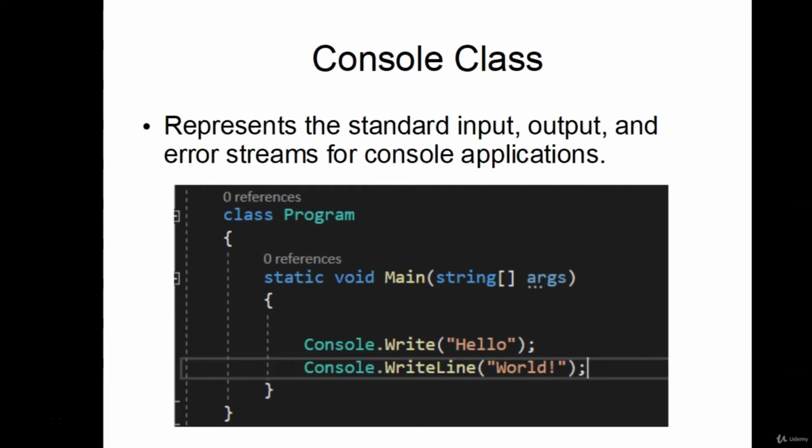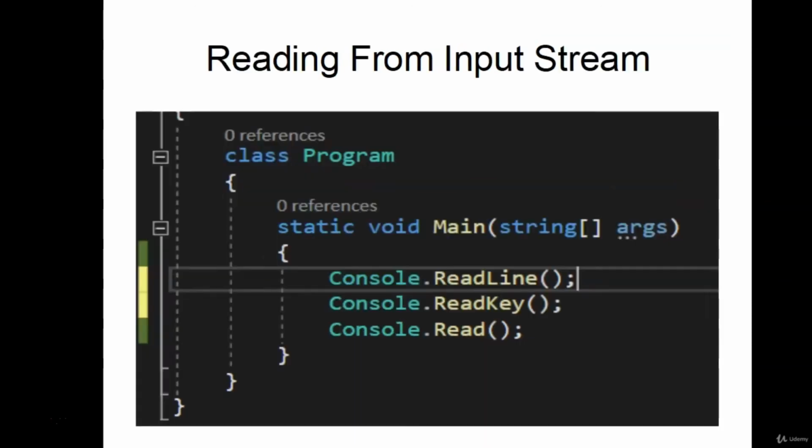All right, welcome back. So in this video, we're going to talk about the console class. The console class represents the standard input, output, and error streams for console applications. So we've seen this before. You can see the example below where we would write Console.Write and Console.WriteLine to print something to the console. And what we've also worked with is the reading methods, ReadLine and Read, and we haven't seen ReadKey yet, but these are all ways to read user input.